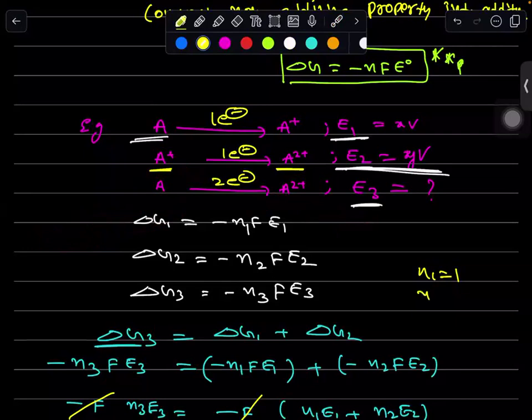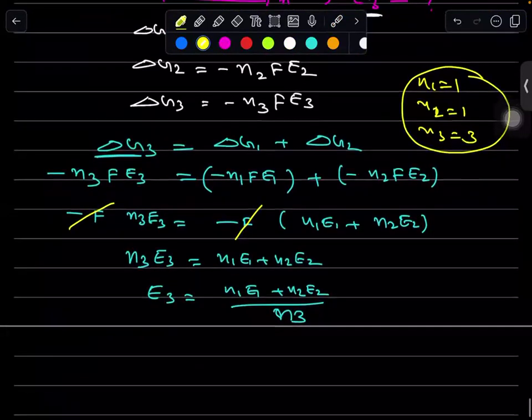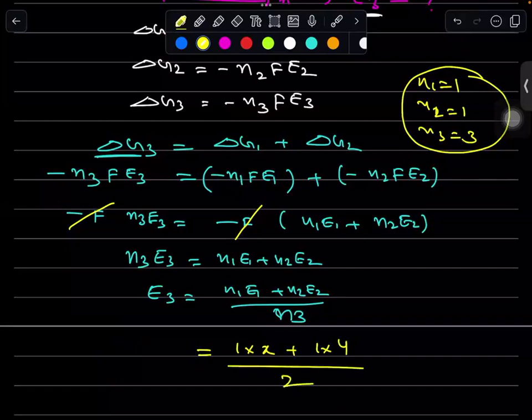So N1 equals 1, N2 equals 1, N3 equals 2. These values I will substitute in the final value. N1 is 1, E1 value given X, plus N2 is 1, E2 value given Y, divided by N3 value which is 2. So the E3 value will be equal to X plus Y by 2.